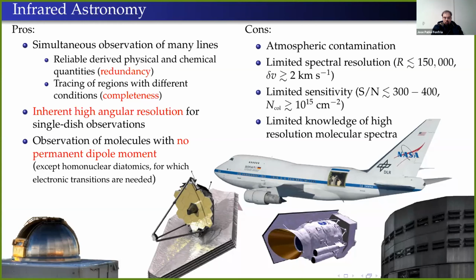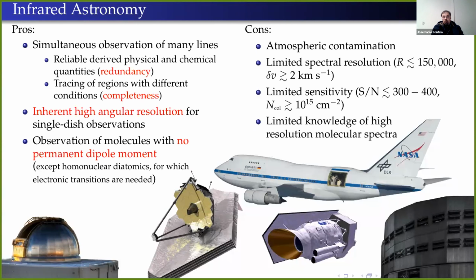In this sense, this absorption also provides us with high angular resolution information that can be, in the near infrared, as high as the stellar diameter. One of the greatest strengths of infrared observations is that molecules without a permanent dipole moment can be observed, something that is not possible in the millimeter range. Infrared observations are also affected by problems, of course.